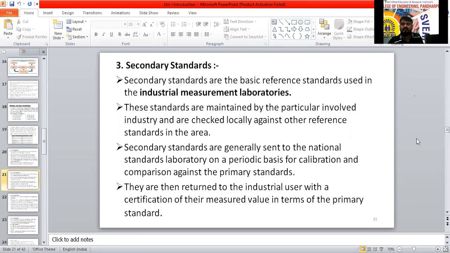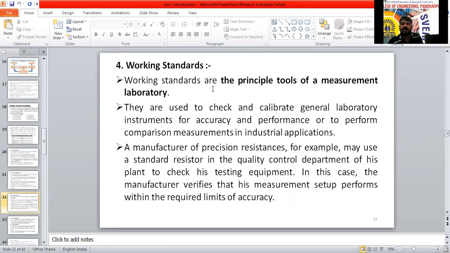This is the fourth one: working standards. Working standards are related to that department only, the principal tools of a measuring laboratory. See, in any industry they have their own departments; the accounts section is different. For example, in an engineering college, the electrical department is different, computer is different, ENTC is different, like that different sections are there.